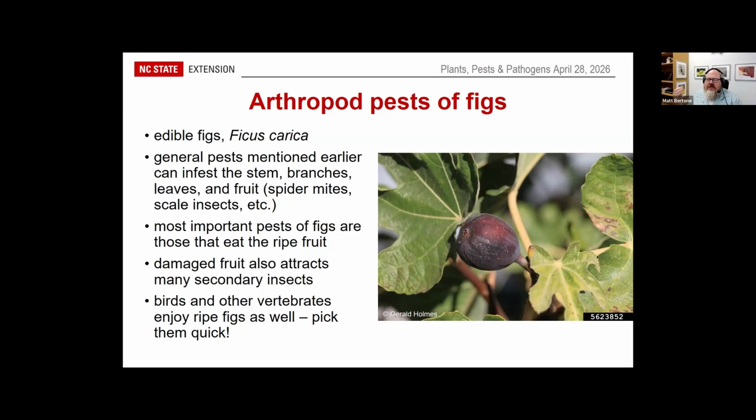And so people get really frustrated. They're waiting for these figs to ripen. They're about to get them. And then, oh no, they've got insect pests attacking them. Then the damaged fruit attracts many secondary insects and secondary infections and causes the fruit to be unusable or inedible. One thing to note, of course, is that birds and other vertebrates enjoy ripe figs as well. So picking them quickly or using netting can really help. But it's a very difficult time because lots of things are attracted to these ripe fruits.